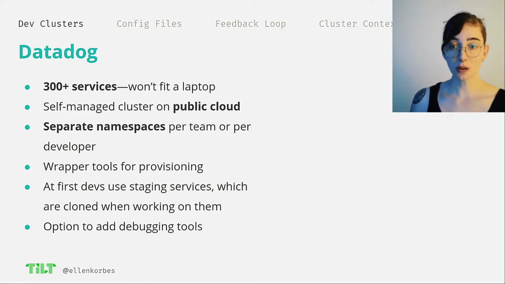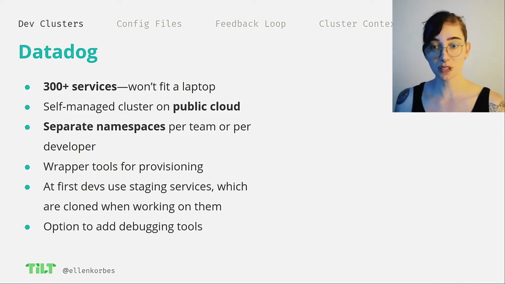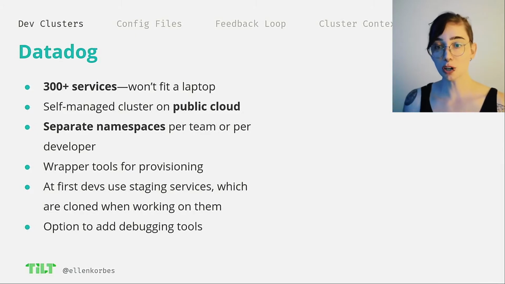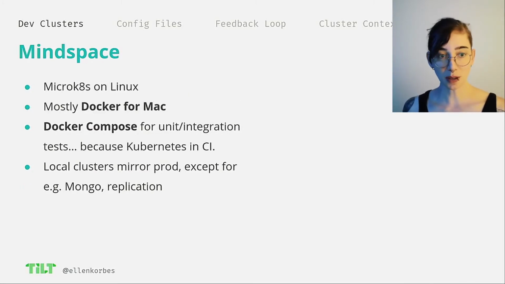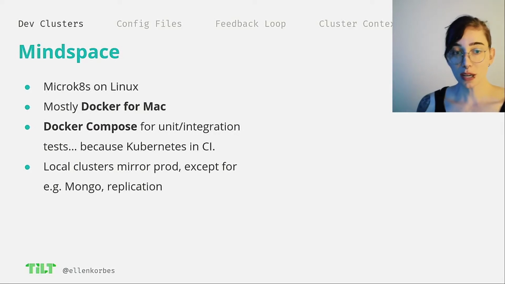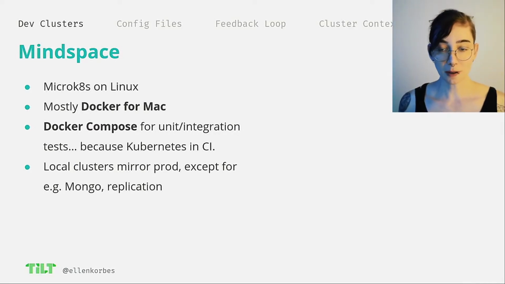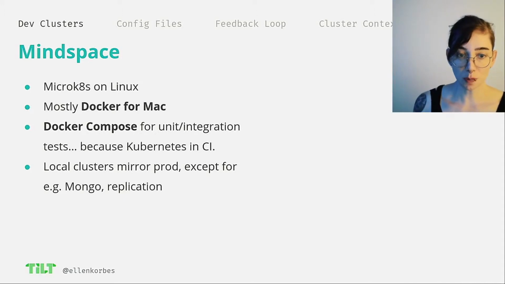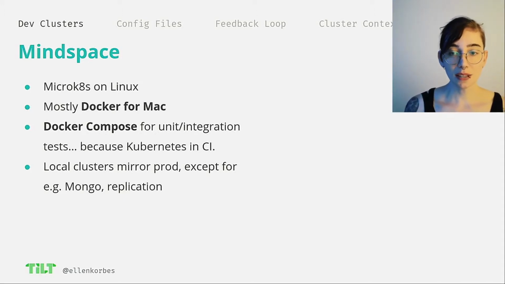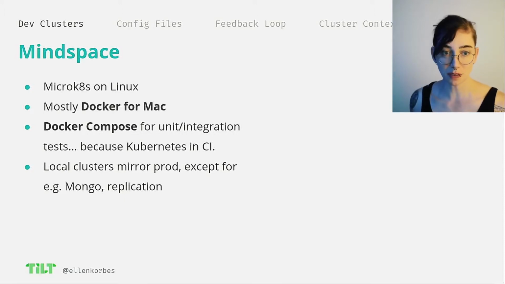They also have options where you can inject debugging tools into the things that you're working on and so on. And this is a more common thing in big companies where you basically have a push button and suddenly that container has a ton of debugging tooling and that kind of thing. Mindspace, they do micro-K8s on Linux, but mostly they use Docker for Mac. They use Docker Compose for tests because running Kubernetes in CI can be a bit fiddly, so they use Compose for that. And their local clusters are basically exactly the same as what they run in production, except for number of replicas and that kind of thing.